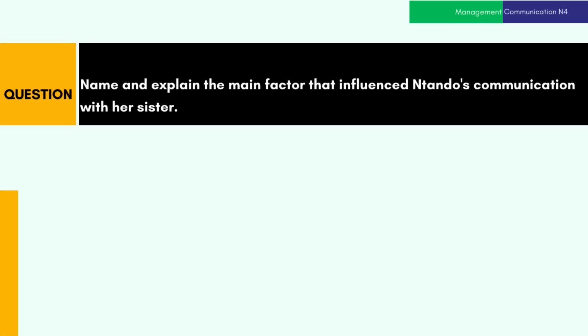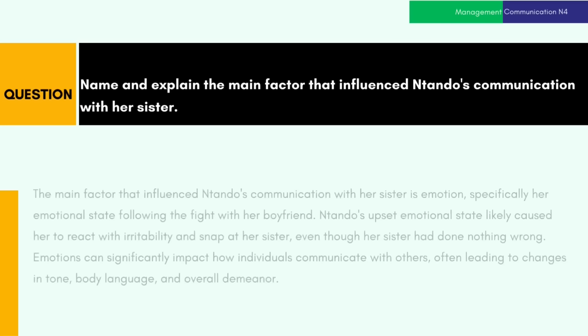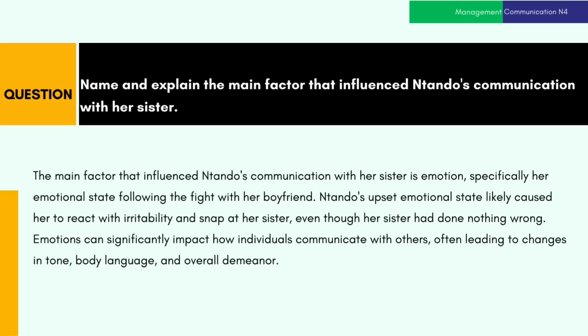Question. Name and explain the main factor that influenced Ntando's communication with her sister. The main factor that influenced Ntando's communication with her sister is emotion, specifically, her emotional state following the fight with her boyfriend. Ntando's upset emotional state likely caused her to react with irritability and snap at her sister, even though her sister had done nothing wrong. Emotions can significantly impact how individuals communicate with others, often leading to changes in tone, body language, and overall demeanor.